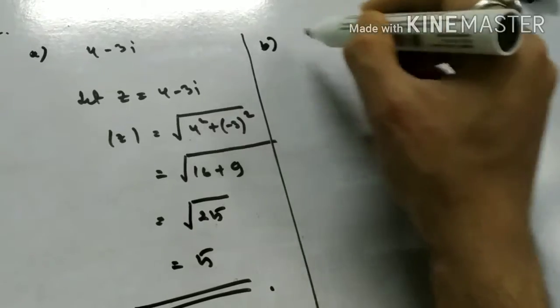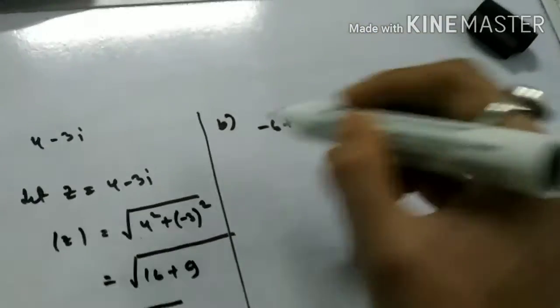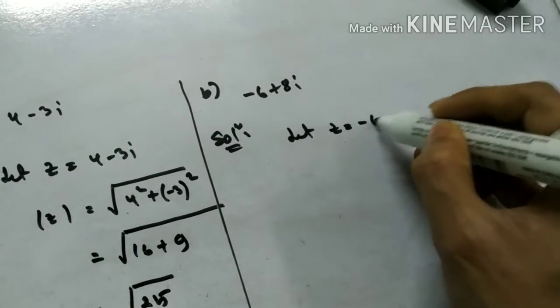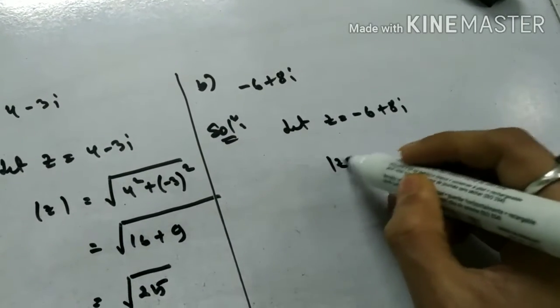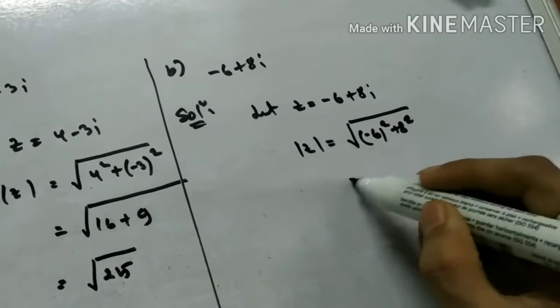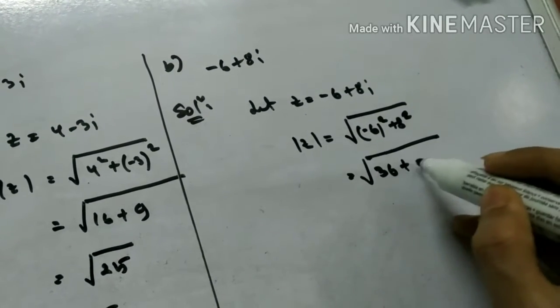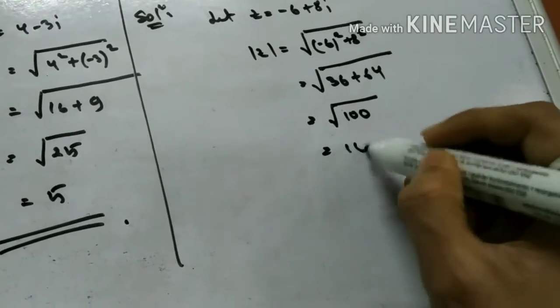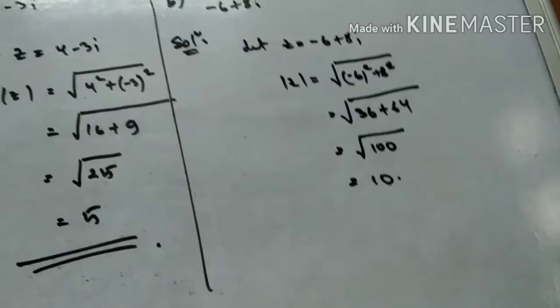Next, number b, minus 6 plus 8i. Again, solution: let z equal minus 6 plus 8i. So modulus z will be root over minus 6 the whole square plus 8 square. So this is 36 plus 64, so this is root over 100, which equals 10. Understand?